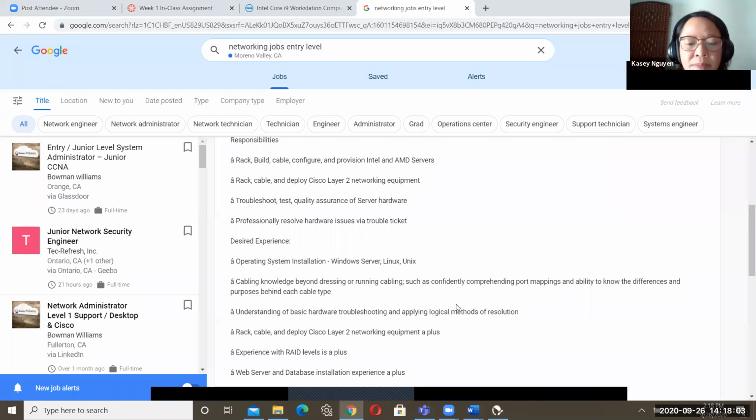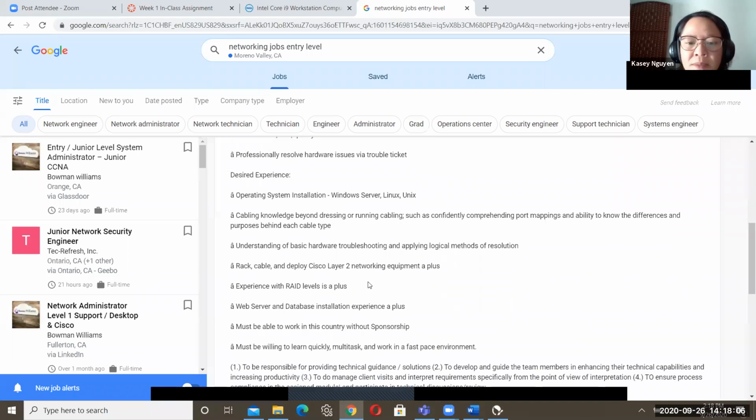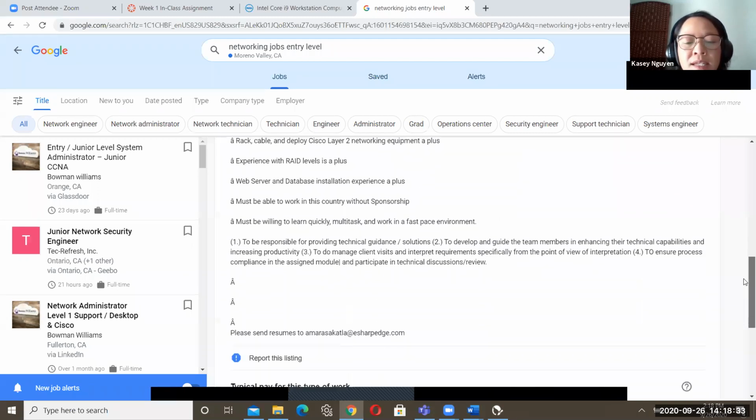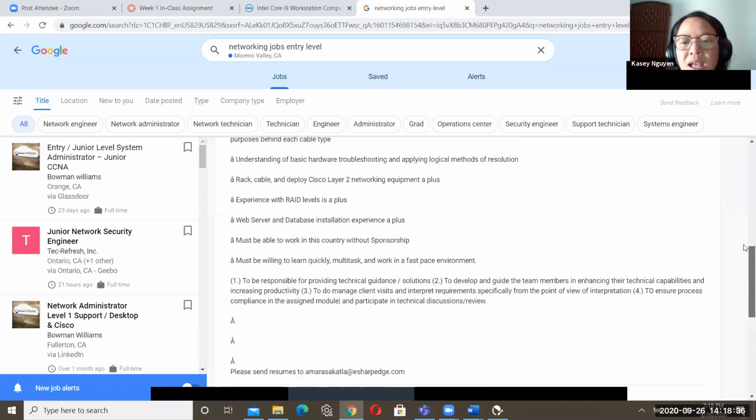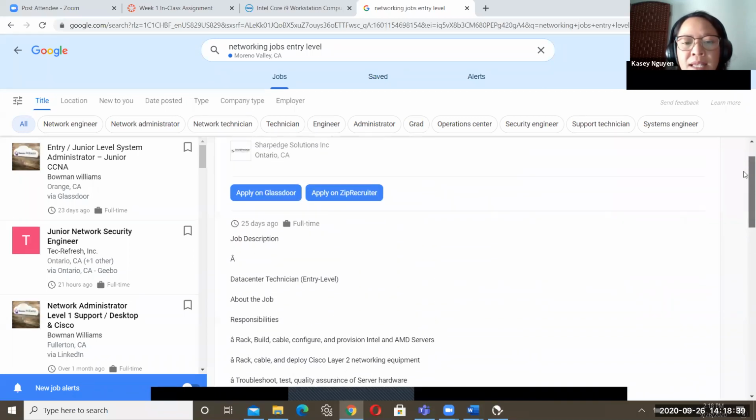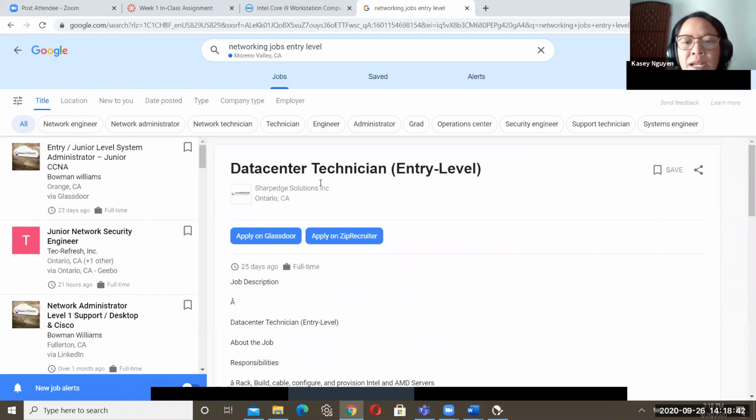So here's some of the responsibilities. That's what you would see. And then there's some Cisco layer 2, that's for switching. A lot of it is just servicing different types of OSs, troubleshooting hardware, troubleshooting some network capability, working with web servers and databases, and so forth. So this is in Ontario. You can check this out. It didn't say how much it pays per hour, so you can probably look at the website that's advertising for that job.